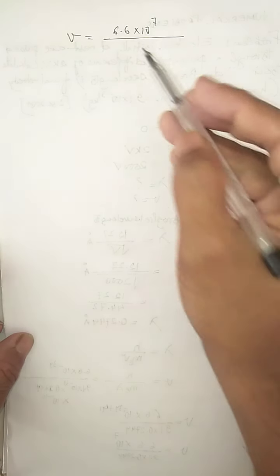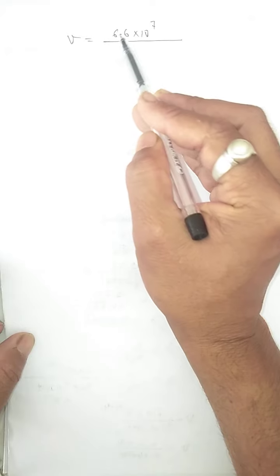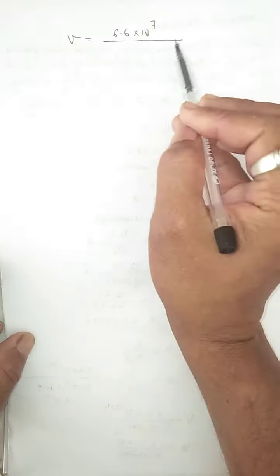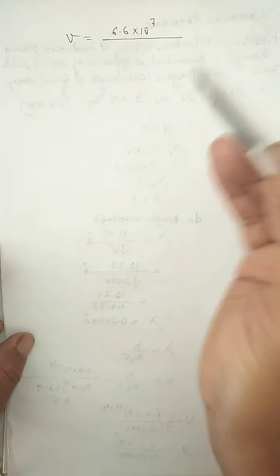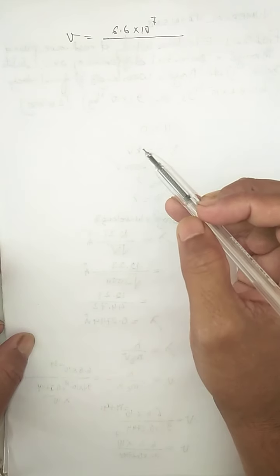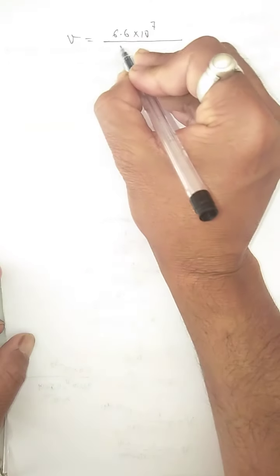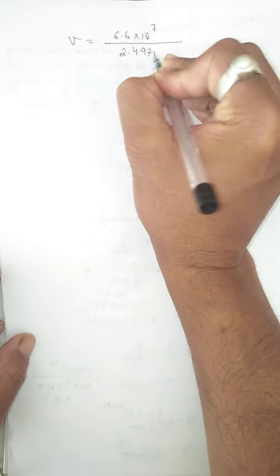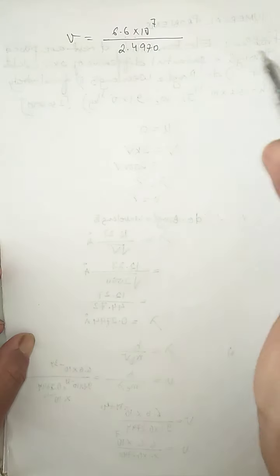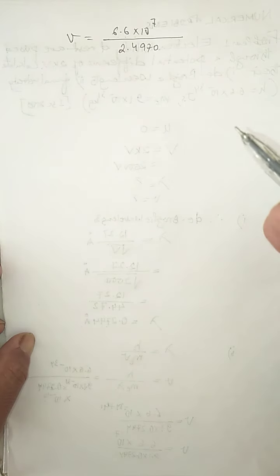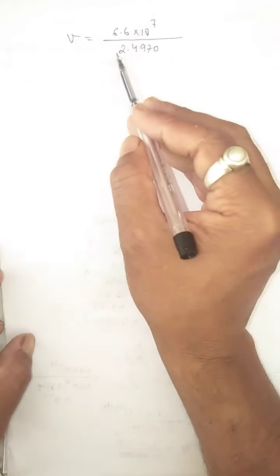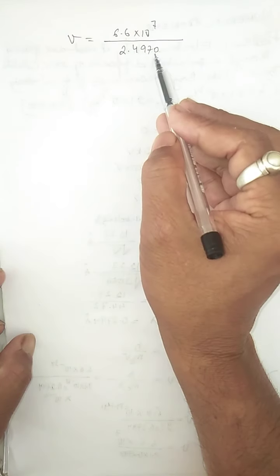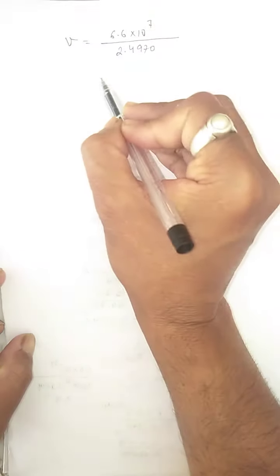Now we can further simplify. In the numerator it is 6.6 into 10 to the power 7, divided by the denominator. As you know, in the last step you saw 9.1 into 0.2744. Now if you multiply that quantity in the denominator, you get approximately 2.4970. So the calculation of 9.1 into 0.2744 gives you 2.4970. Now these two quantities again can be divided.